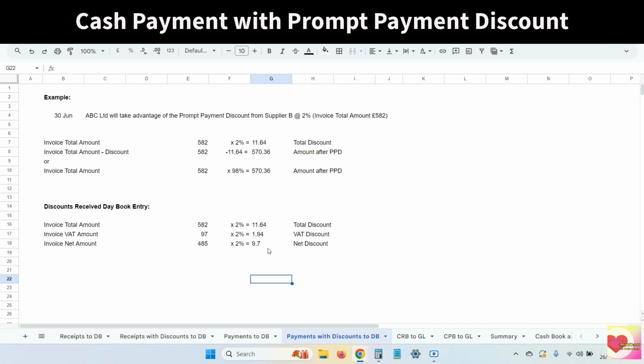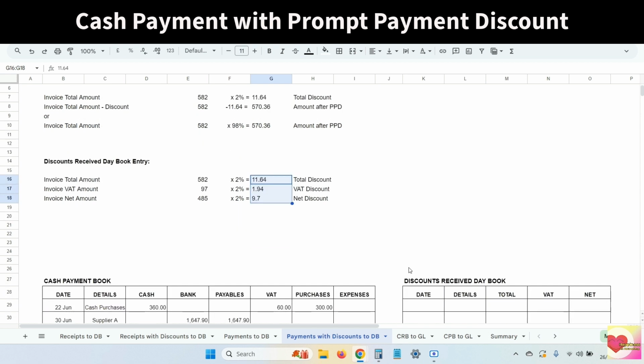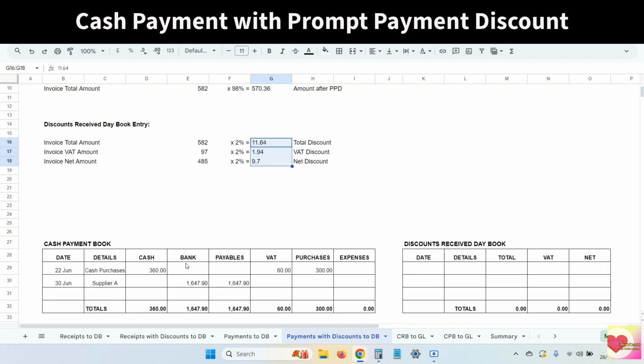Again, you can calculate the VAT discount and the net discount from the total discount, or you can make these workings as well to double check your computation. It's totally up to you. We can now enter the amounts to our cash payment book and discounts received daybook.